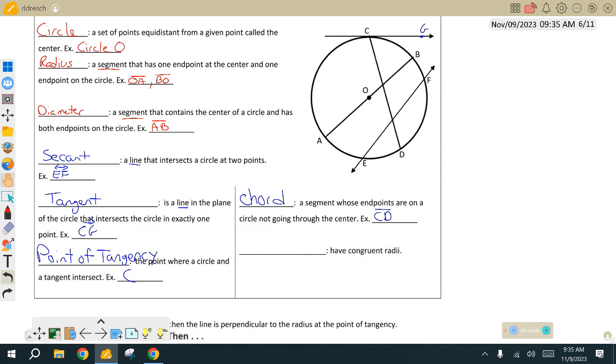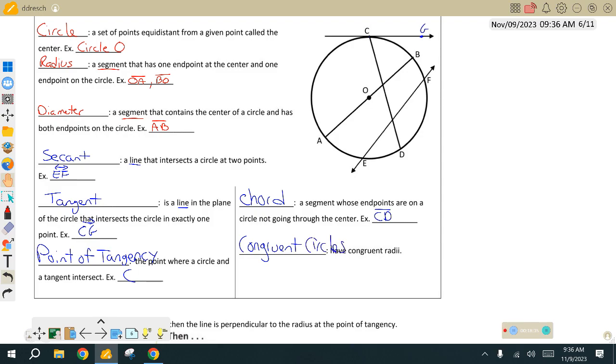All right. So really, the big ones are secant, tangent, and for several of us, a chord is our new vocab today. Now, the last one: if something has congruent radii, what do we have here? Well, when you have congruent radii, all you need to make a circle is a certain length, and then you can start making circles. So if you have congruent radii, the same radius, what we have then is congruent circles.